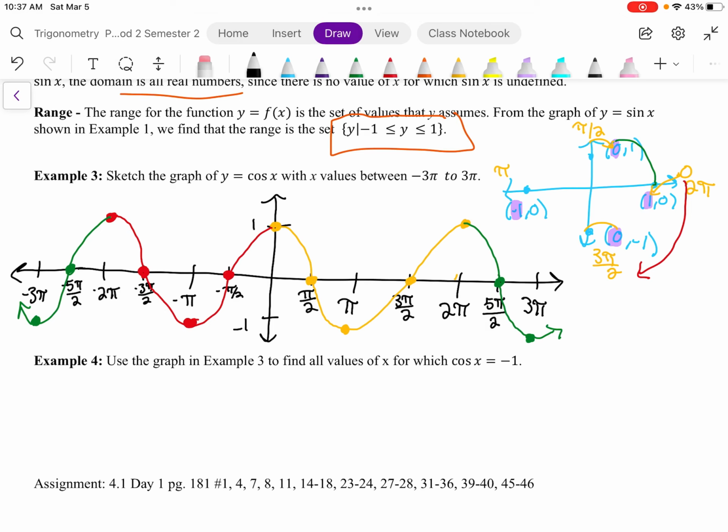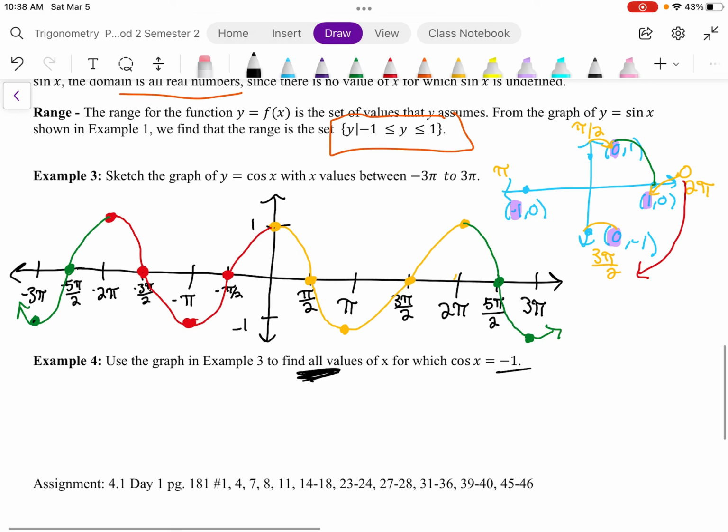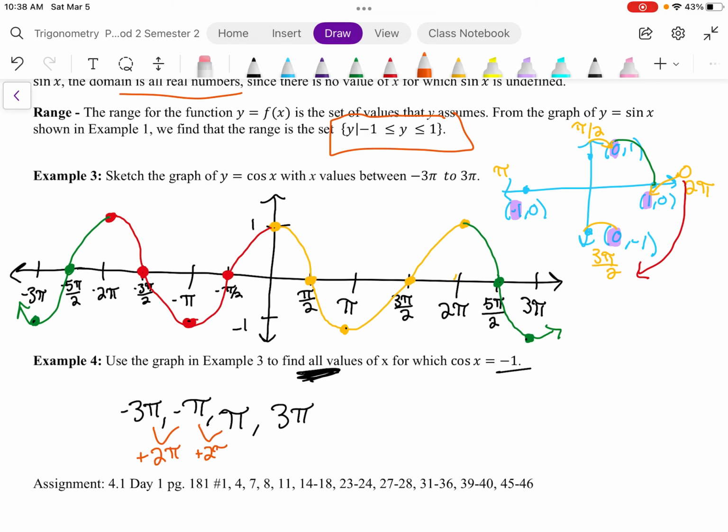And our last example, we are going to use the graph in example 3 to find all values, the key word here is all values, of x for which cosine of x equals negative 1. So if we write down some values where cosine of x equals negative 1, we would have negative 3 pi, negative pi, pi, and 3 pi. So you'll notice each time we are going a full 2 pi every time we go in between each different value for where cosine equals negative 1.